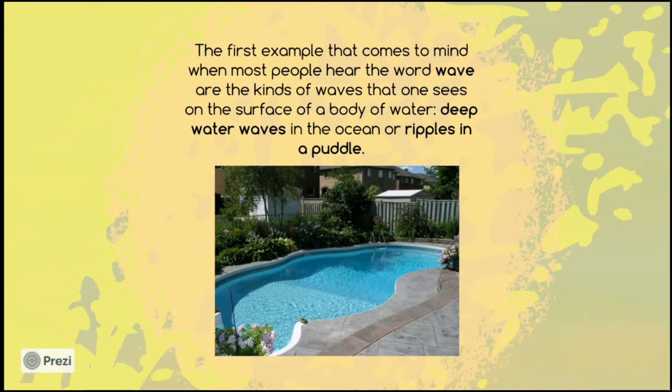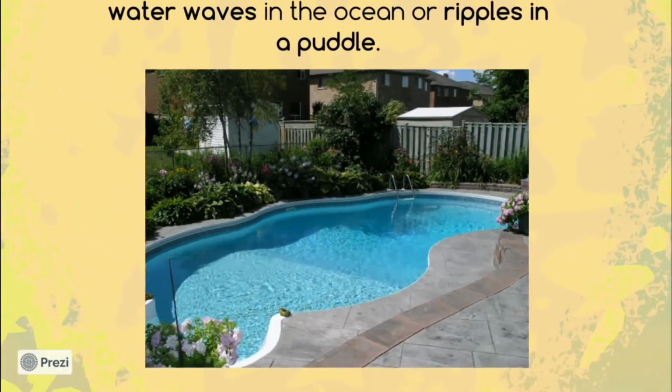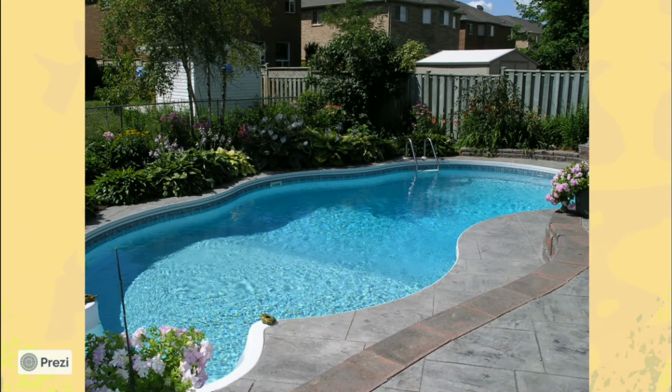The first example that comes to mind when most people hear the word wave are the kinds of waves that one sees on the surface of a body of water, like deep water waves in the ocean or ripples in a puddle. Relatively, waves can also be observed in a swimming pool. As you can see in the picture, the swimming pool is calm since the surface is flat and smooth.